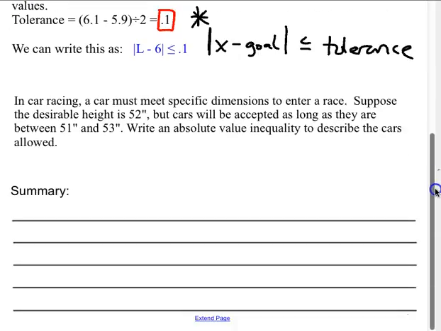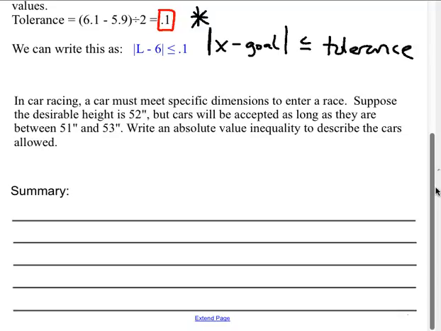Okay, so let's take a look at this. In car racing, a car must meet specific dimensions to enter a race. Suppose the desirable height is 52 inches, but the car will be accepted as long as they are between 51 and 53 inches. Write an absolute value inequality to describe the cars allowed.